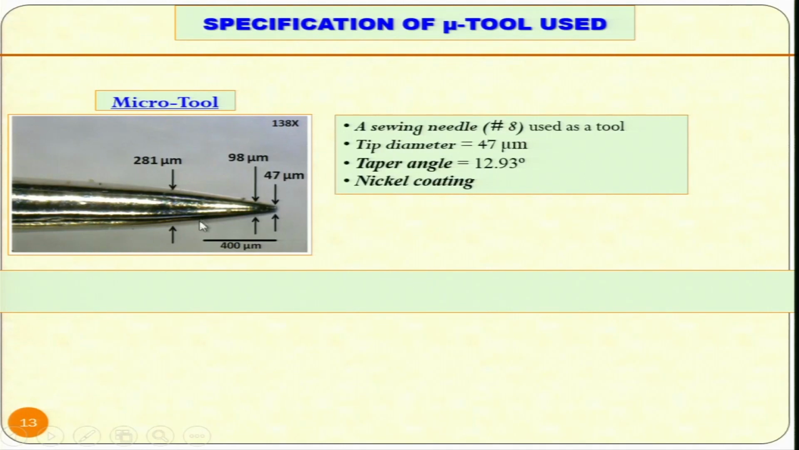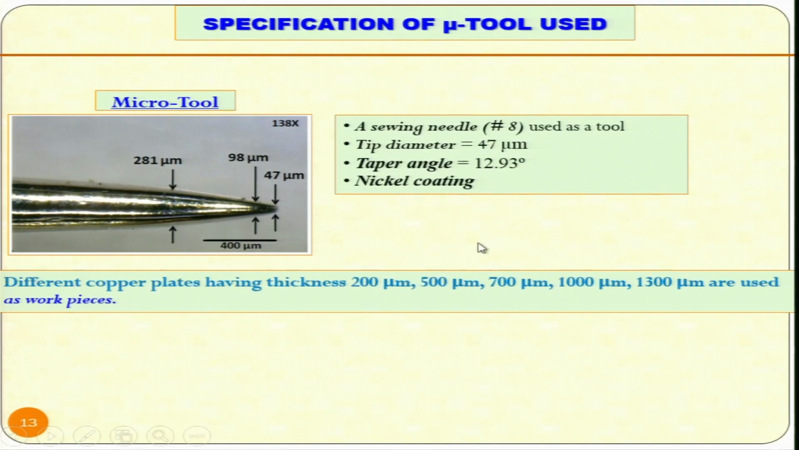The specifications of the micro tool used are like this. You can see here 281 micrometer, this is 47 micrometer here, 98 micrometer here. It is because it is tapered. The taper diameter is shown over here, taper angle is 12.93 degree, and nickel coating was there on this particular tool, not here. Different copper plates having thickness 200 micrometer, 500 micrometer, 700 micrometer, 1000 micrometer and 1300 micrometer are used as workpieces.